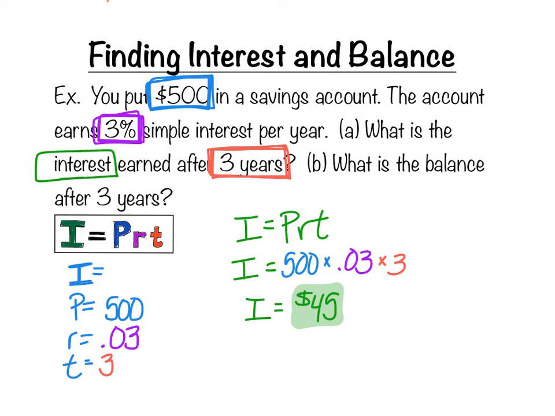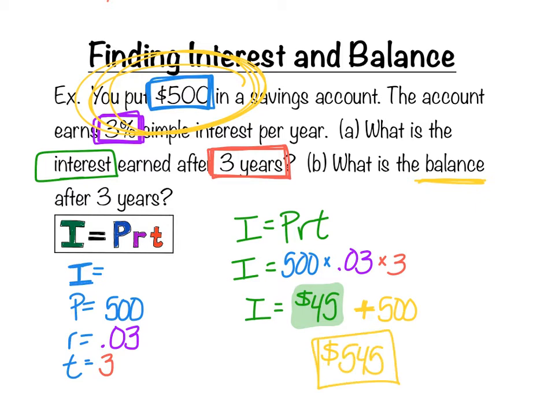But part B says, what is the balance on the account? Well, assuming I don't put any extra money in this account, I'm still going to have the $500 that I put in, but I've also earned $45 interest. So when I come back to the bank, not only will I have the $500 in there, but I'll have earned $45 in interest. So I just add those two together, and that means my balance is $545. That's my account balance. And so now I've answered part A and part B.